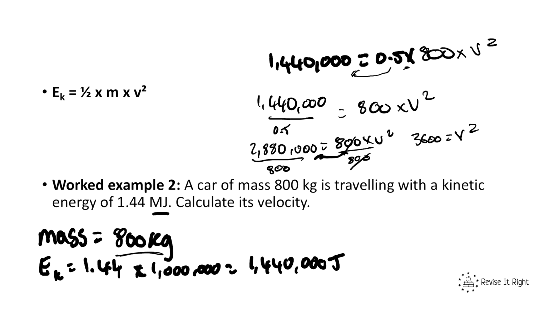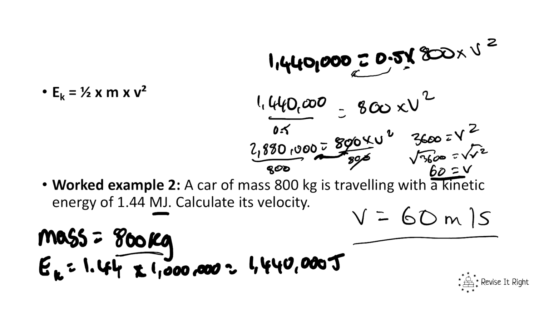Now, to get rid of the squared, we're going to have to square root both sides. So we'll square root 3,600 and square root v squared. So the square root of 3,600 is 60, and v squared rooted is v. So our answer for our velocity is 60, and our units are meters per second. So the answer that we should have got there is 60 meters per second.